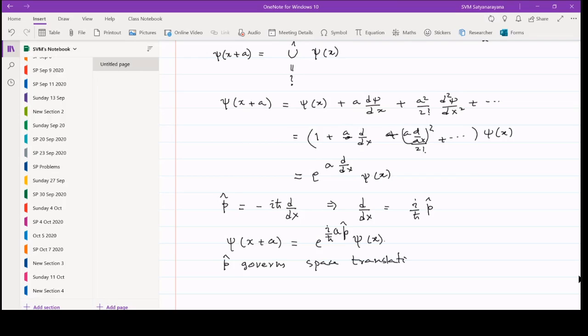Okay. So a similar operator with a linear momentum will not do time translation, but it will do a space translation.